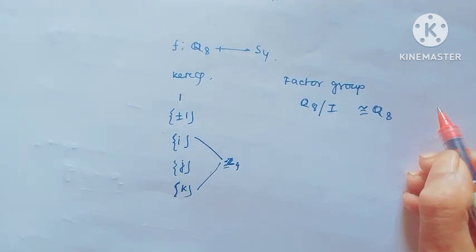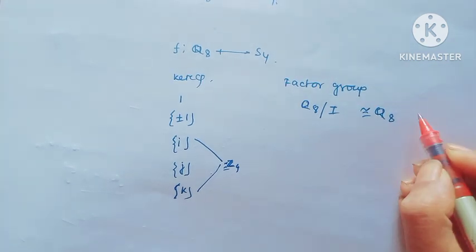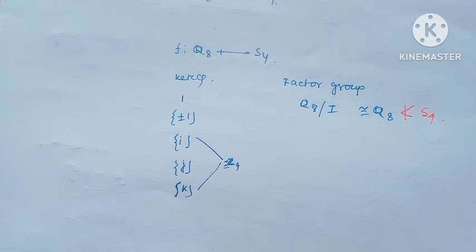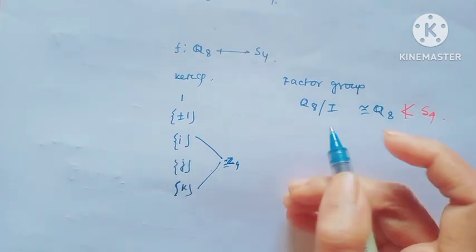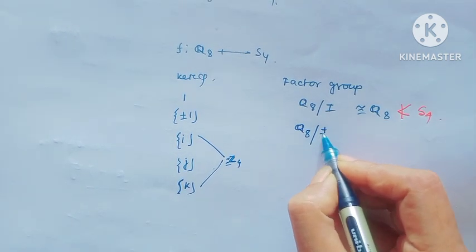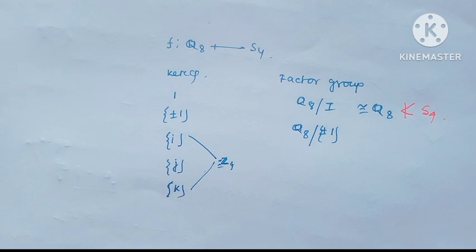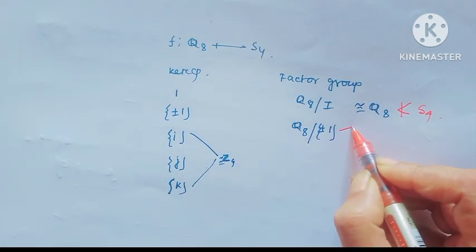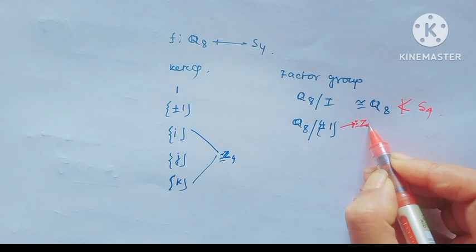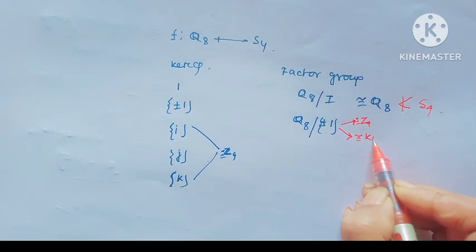There exists no subgroup of order 8 in S4 of this type, so this is not a subgroup of S4. Then next, Q8 modulo plus minus 1, which has order 4, is either isomorphic to Z4 or isomorphic to K4.